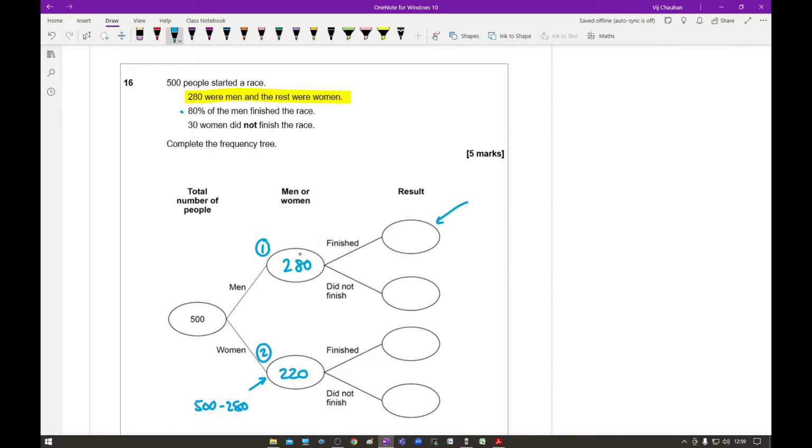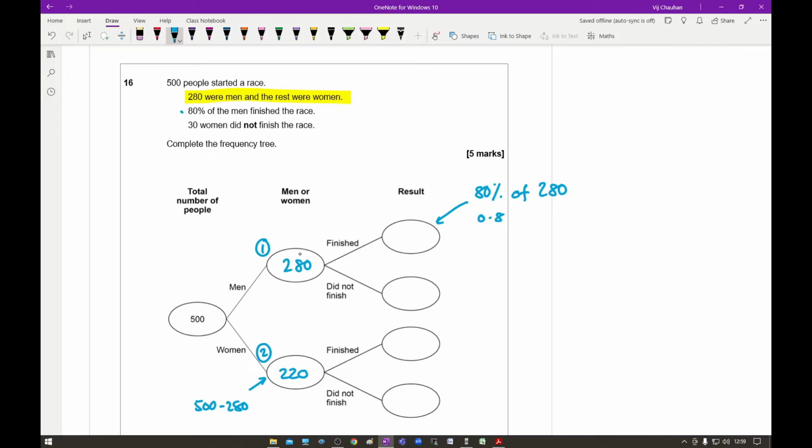So what I need to then do is work out 80% of the men. So I need to work out 80% of 280. Now, again, we could do this a number of ways. You can either work out what 10% is, then multiply that by 8. You could use decimal multipliers, any which way you want to work it out.